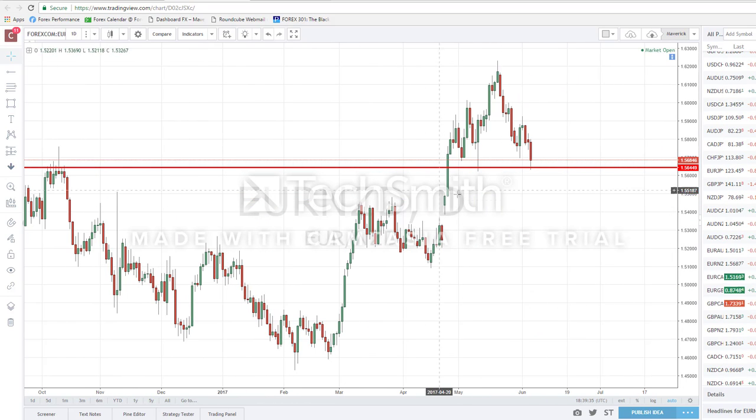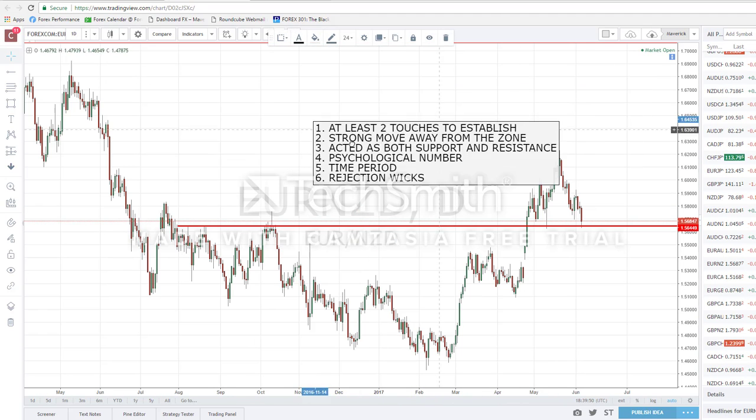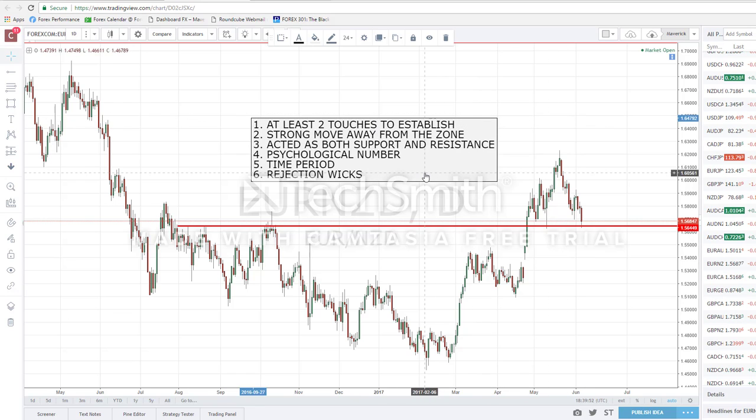Price came to it, massive candle broke it, rejection wick, retest, resistance turned support, failed to break it. Rejection wick. Hitting it now, rejection wick. Whether it holds or bounces, we'll see. This is a perfect example. Rejection wicks are another very key thing. So we've got 6 characteristics here that are going to be big characteristics that we want to look for to establish a strong support and resistance.